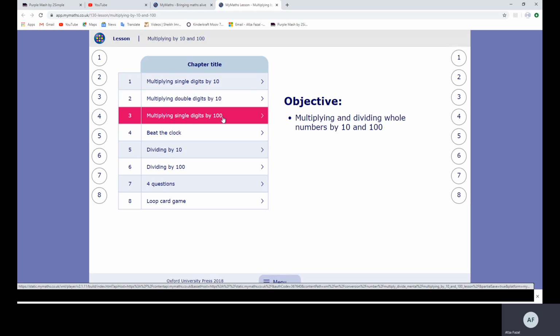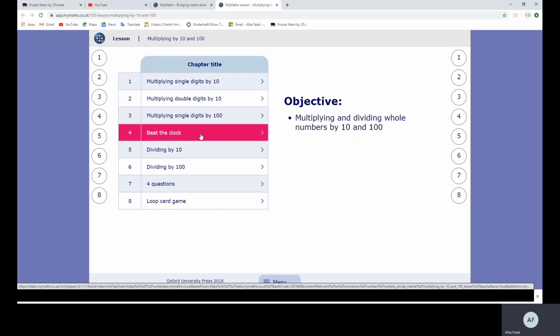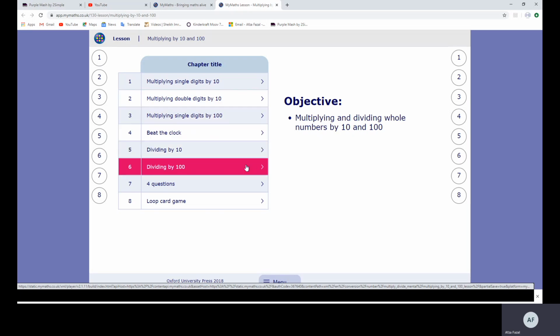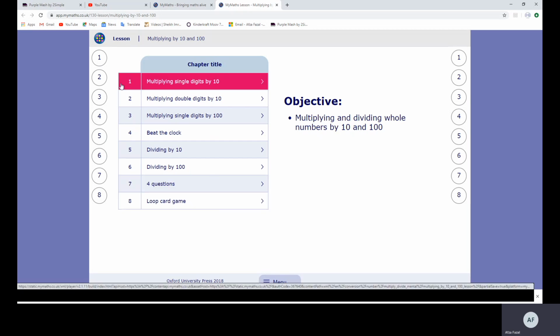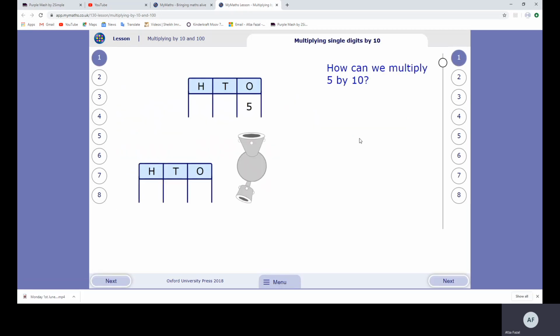Okay. Then we're looking at multiplying by 100. You've got beat the clock. We're looking at dividing by 10 and dividing by 100, and you've got some questions and then a loop card game. Starting off with the lesson, how can we multiply 5 by 10?